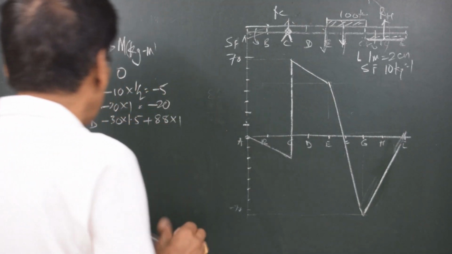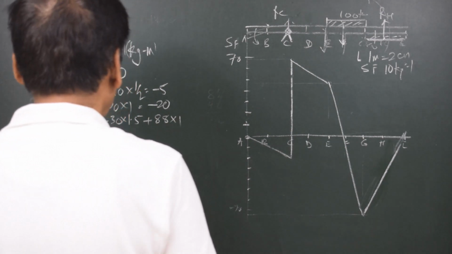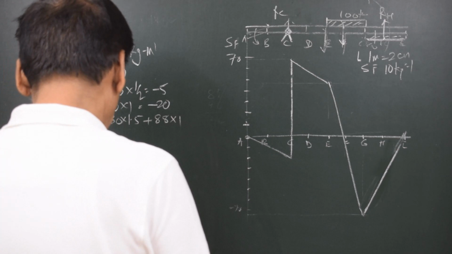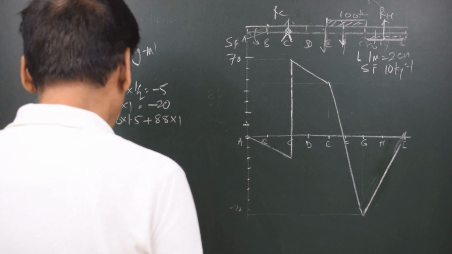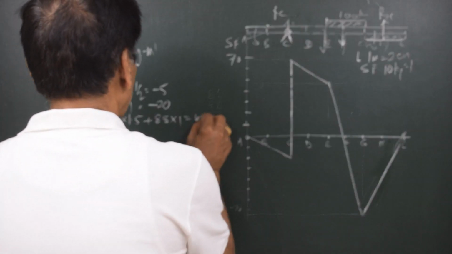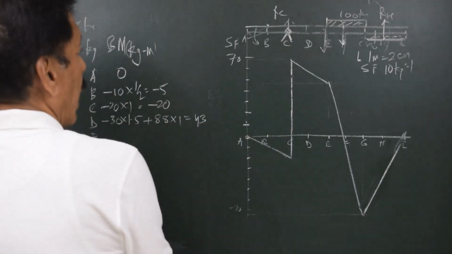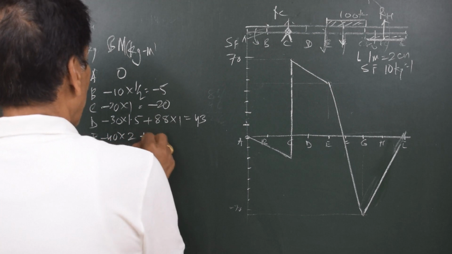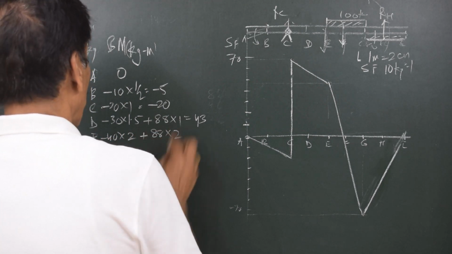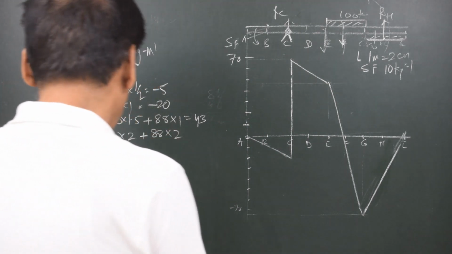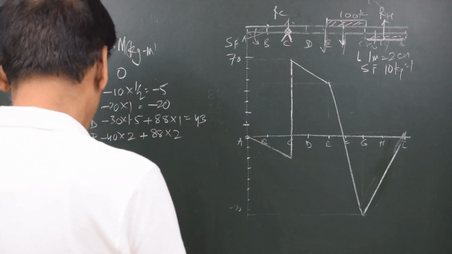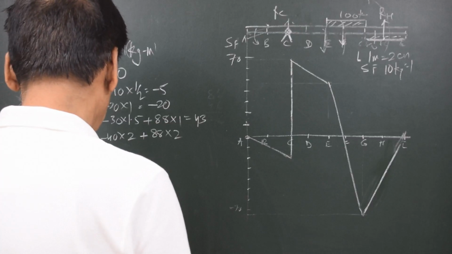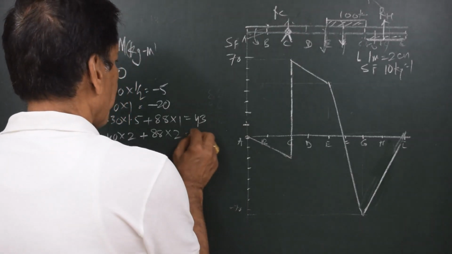Let's put these values. 88, and this is minus 45. 88 minus 45 gives me 43. This is 43. At E, it will be minus 40 into 2 plus 88 into 2. So that is 88 into 2 equals 176, minus 80, gives me 96.